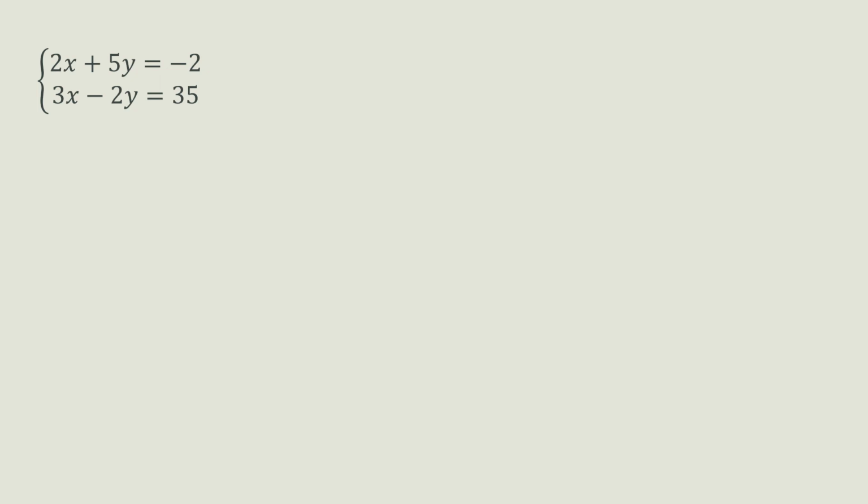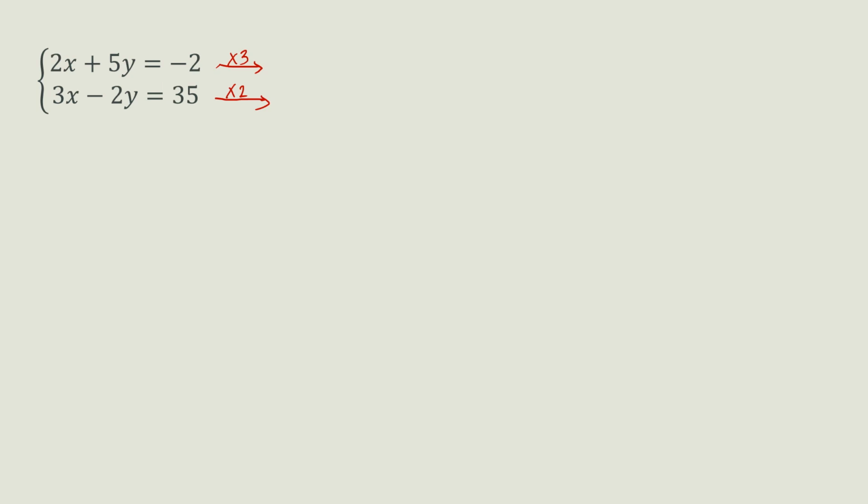Okay, let me show you the solution for this. The given system is 2x plus 5y is equal to negative 2, and then 3x minus 2y is equal to 35. You can either make the coefficient of x the same or the y. For me, I'll choose to make the coefficient of x the same. To make it the same, I will multiply 3 to my first equation, and for the second equation, I'll multiply 2. By doing that, the coefficient of my x will both be 6.